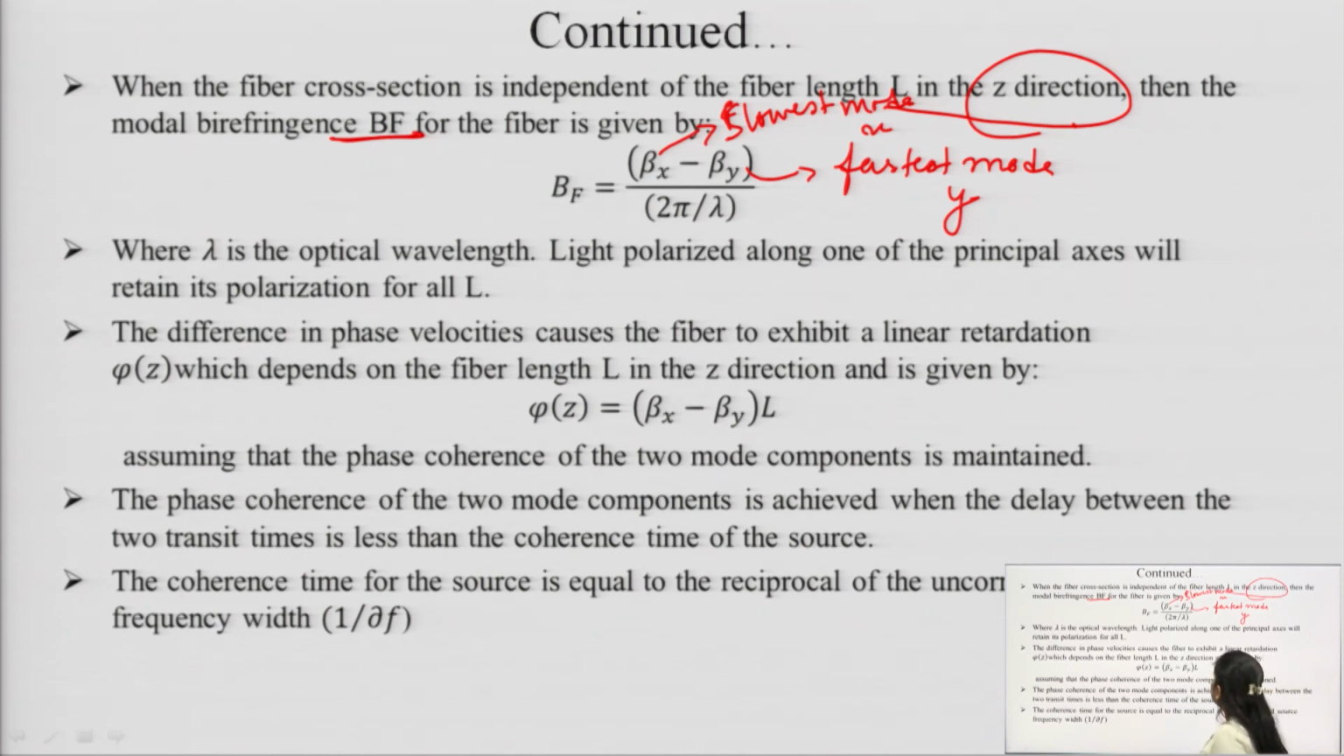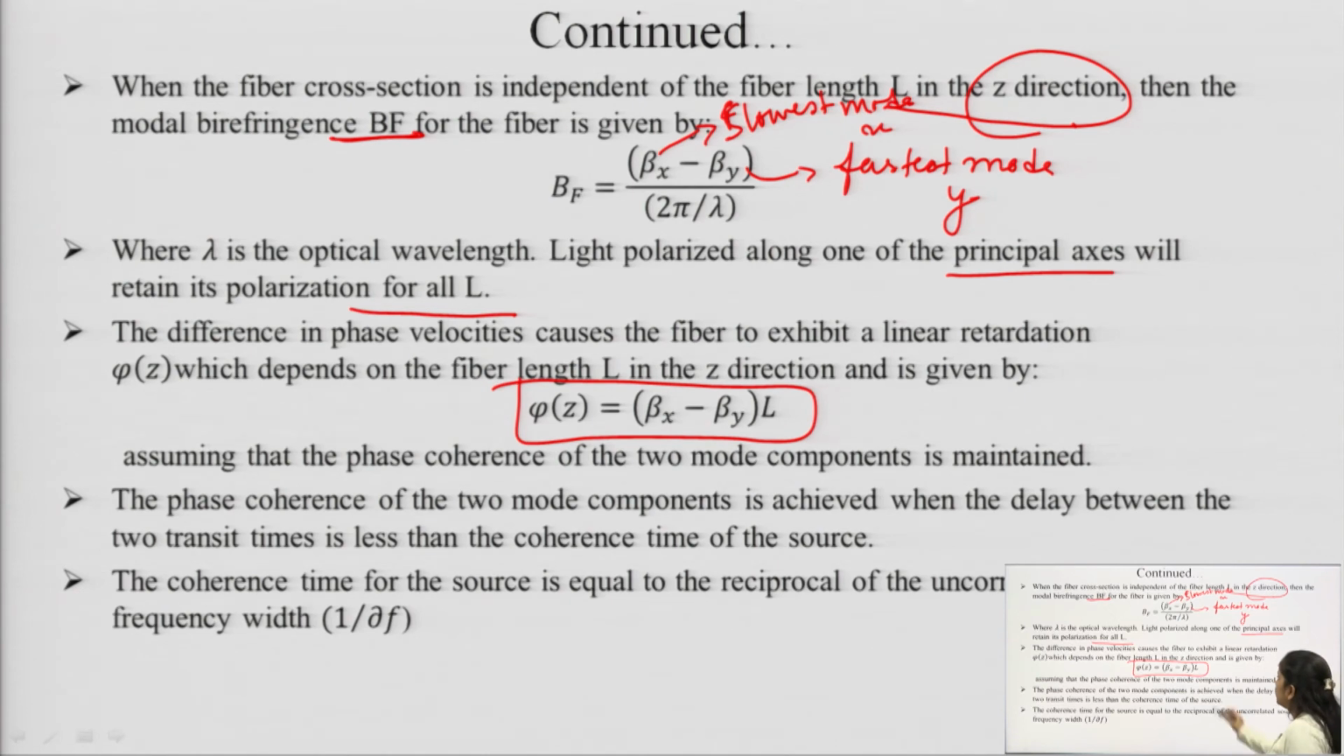The light polarized along one of the principal axes will retain its polarization for all L. We have seen that there exists a difference in the phase velocity, and that is equal to phi z equals beta x minus beta y into L, where L is the length of the fiber.